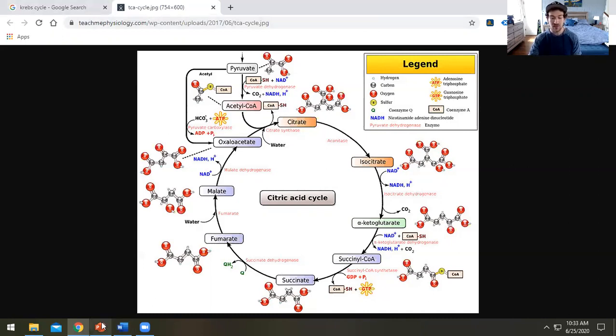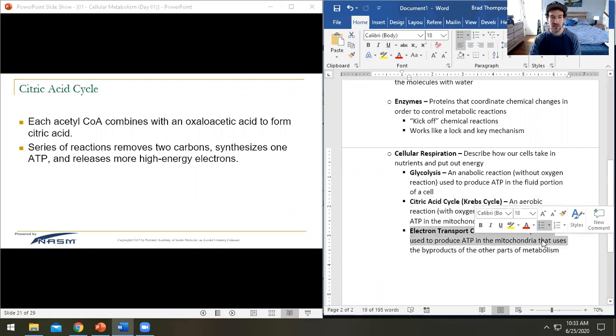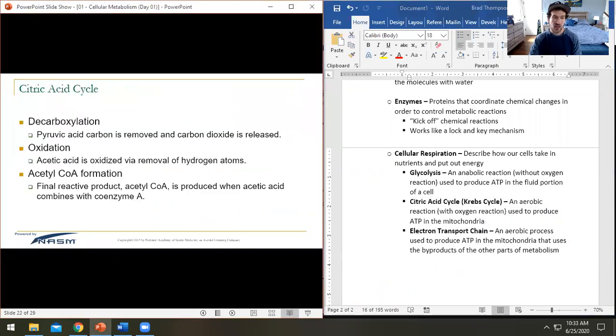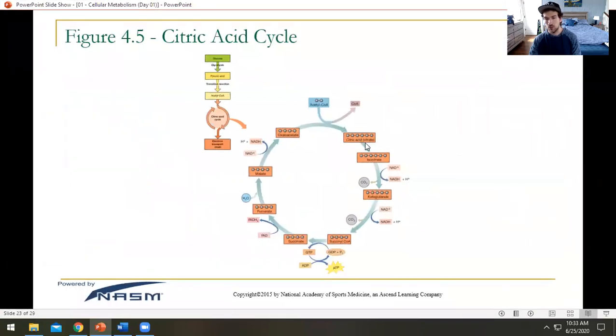And the NADH and FADH are now going to go through the last process, which is the electron transport chain. So there's going to be a little bit of decarboxylation, a little bit of oxidation, and a little bit of acetyl-CoA that's going to be formed. And there's the citric acid cycle. Boom, boom, boom, boom. It's this big, crazy wheel.